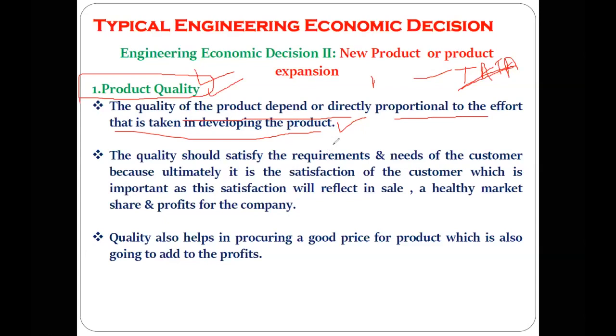If some fault occurs in the new product, what is your reaction? We used to criticize that company. Understood? So the quality should satisfy the requirements and the needs of the customer, because ultimately the satisfaction of the customer is very important, as satisfaction is reflected in the sale. Now what is the relation between the satisfaction of the customer and the selling of the product?